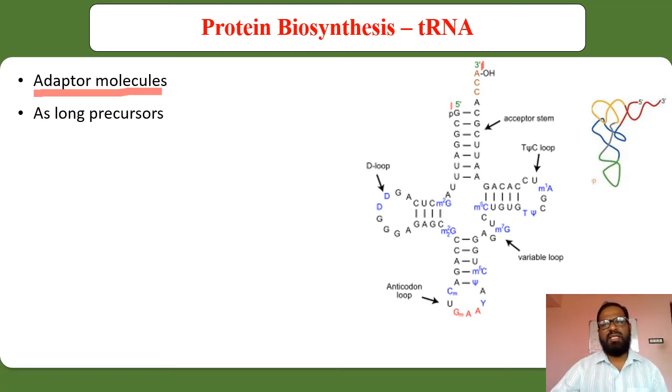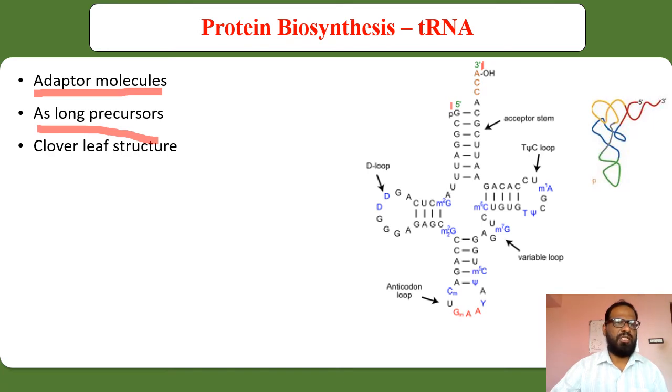They are generally synthesized as a long precursor. They are not synthesized individually, because the size of a tRNA molecule is about 73 to 93 bases, and since they are very small molecules, they are not synthesized independently. They are synthesized in a very long precursor. Post-transcriptional processing then takes place, and that processing is responsible for the release of the individual tRNA molecules.